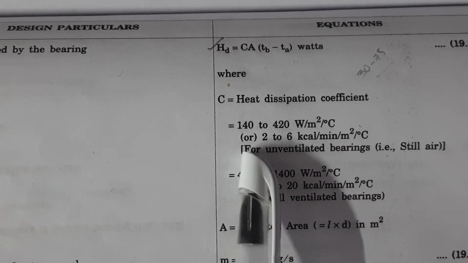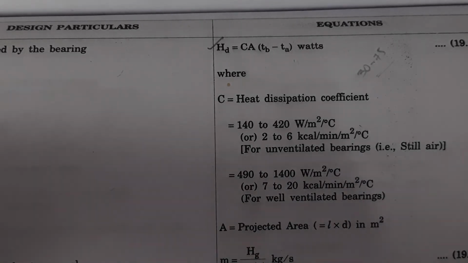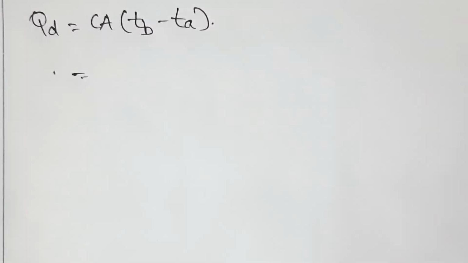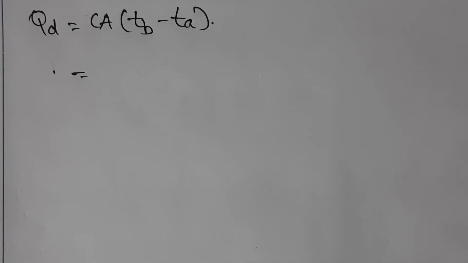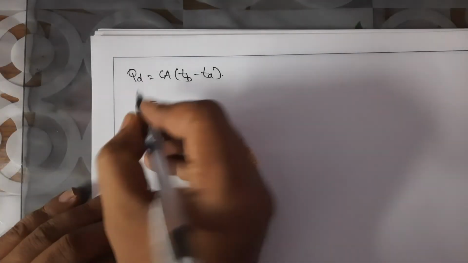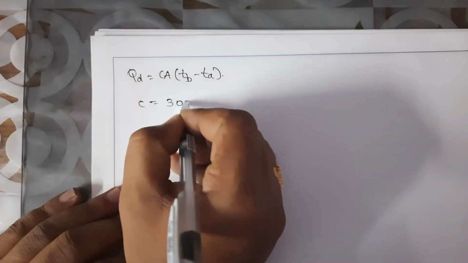Okay, just I am going for a value of 300. You can take any of the other values. Just take another value and try to do the calculations. So I am taking the C value as 300.